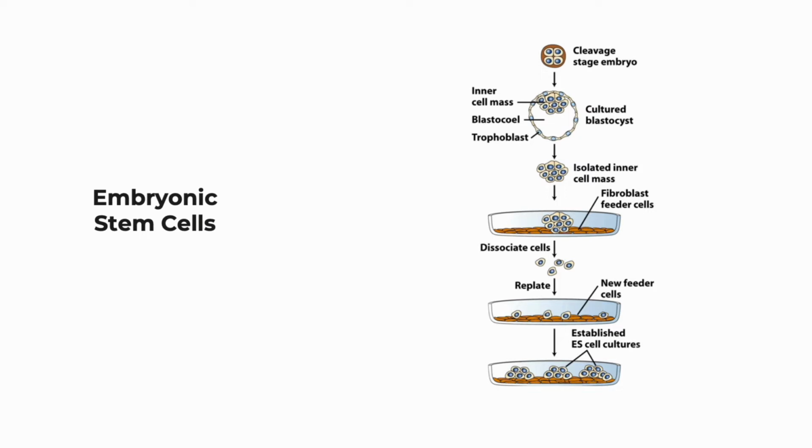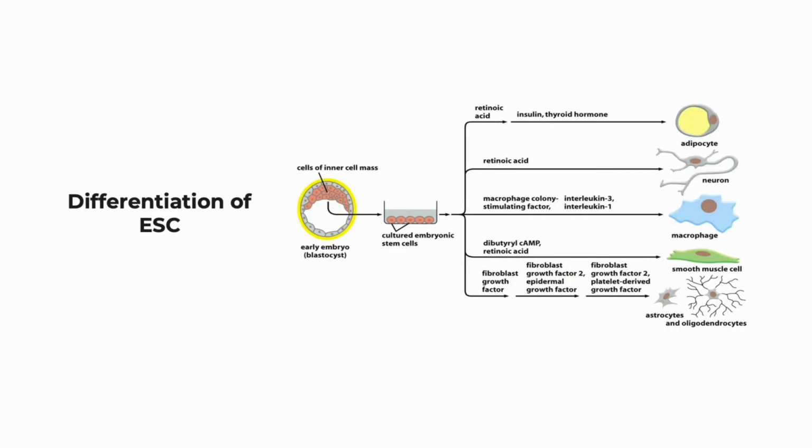So once we have the inner cell mass of the blastocyst, these are cultured, as said, in the dish. By adding certain signals or signal molecules, we can force them to differentiate. Well, actually not force, but we can give them a direction as to what they should become.